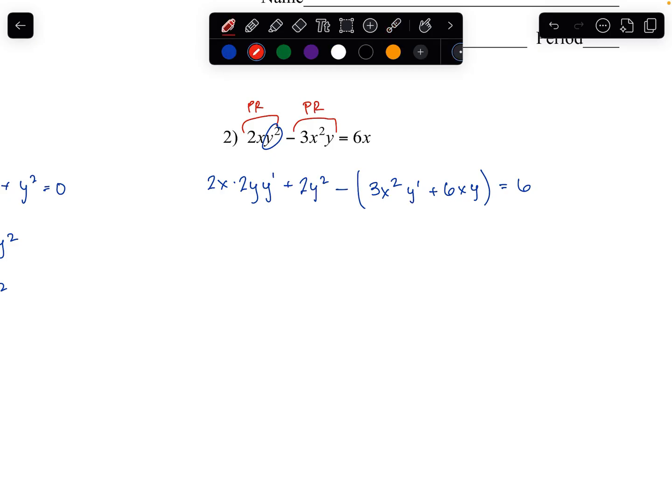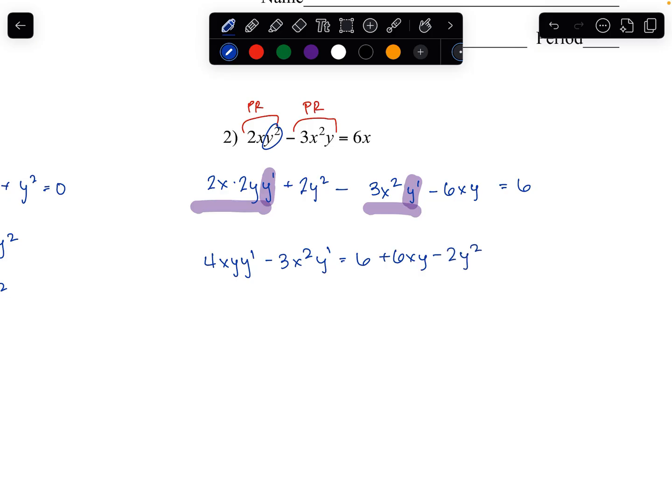Now I'll take the time to adjust the sign, so I'll remove the parentheses, but then I also have to make that negative right there. Okay, and then I'm looking for terms that have y prime in them, so those two terms right here. And so I will keep those, so I'm going to call that 4xy y prime minus 3x squared y prime equal to 6 plus 6xy minus 2y squared.